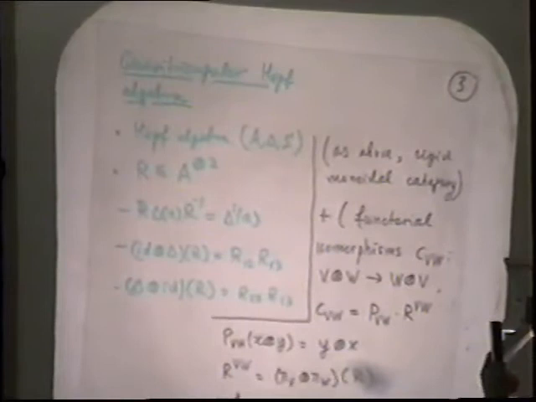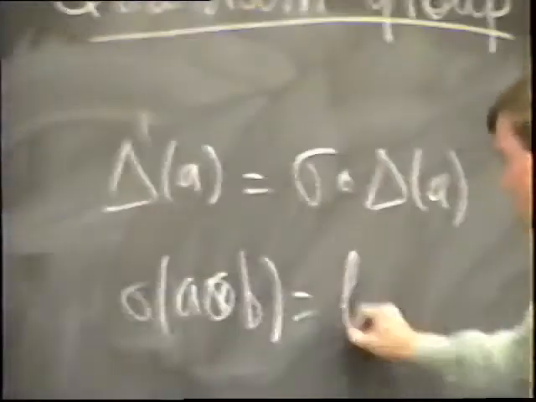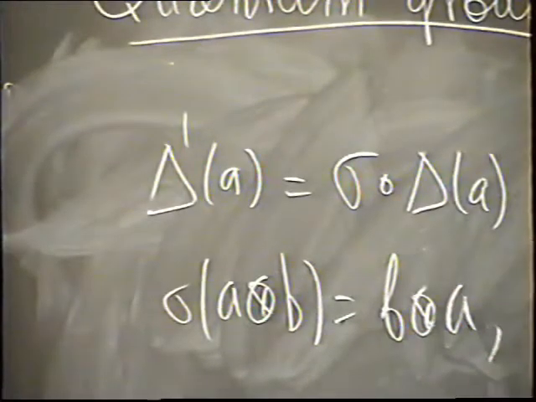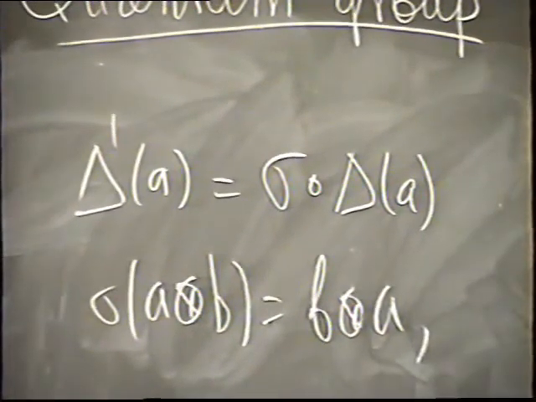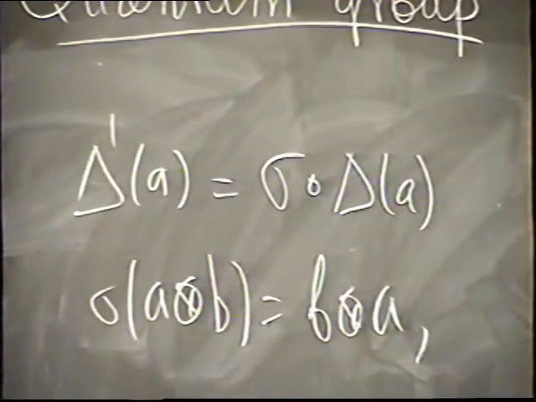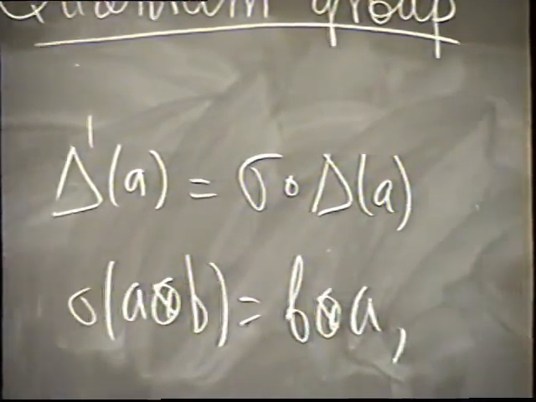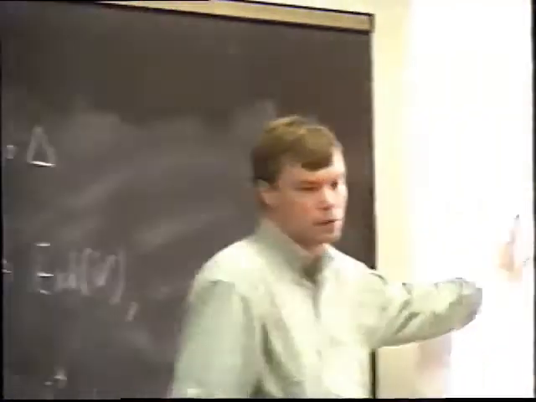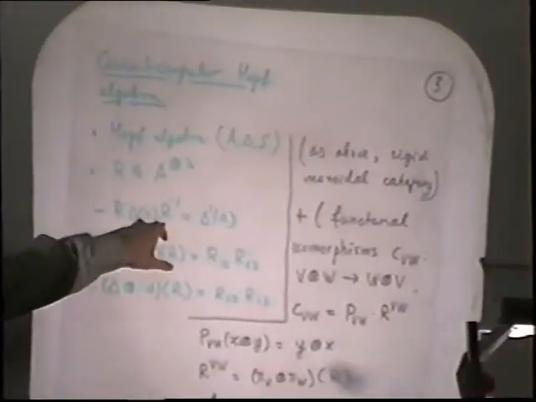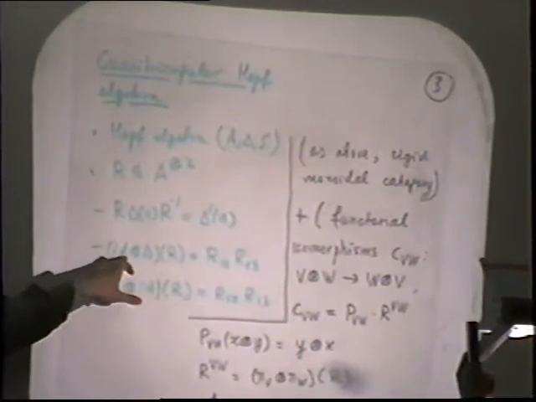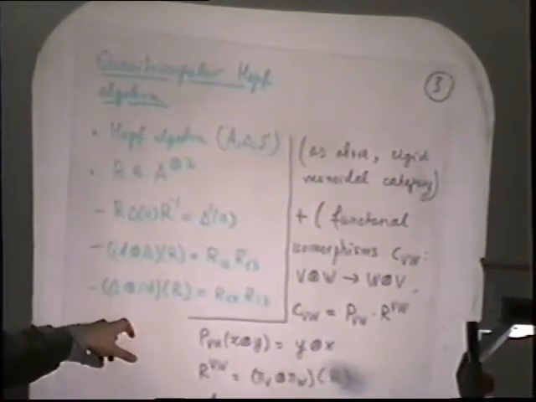And what's sigma? Sigma is the permutation map. Are the second equations consequences or assumptions? No, these are all axioms for R. This is how R intertwines the co-multiplication, and this is how the co-multiplication acts on R.